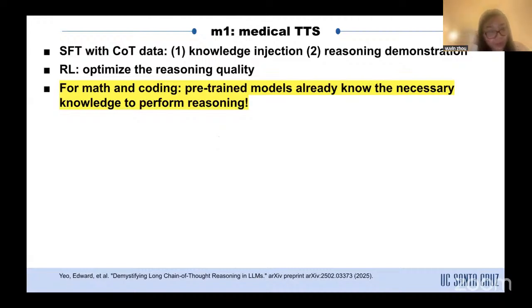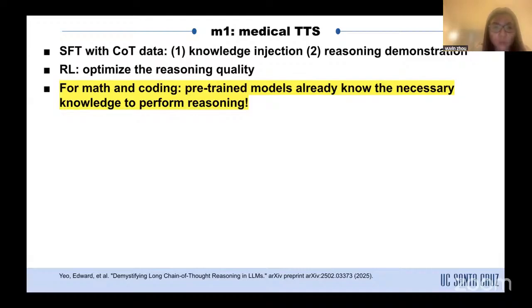What they hypothesized from the success of test time scaling is that the pre-trained models already know the necessary knowledge to perform reasoning. Therefore, they only need to increase the token length for reasoning and also use other methodologies like budget forcing to make the model rethink or self-reflect on the results. These simple methodologies can already, at test time, improve the reasoning results because the models have already been equipped with very strong knowledge.